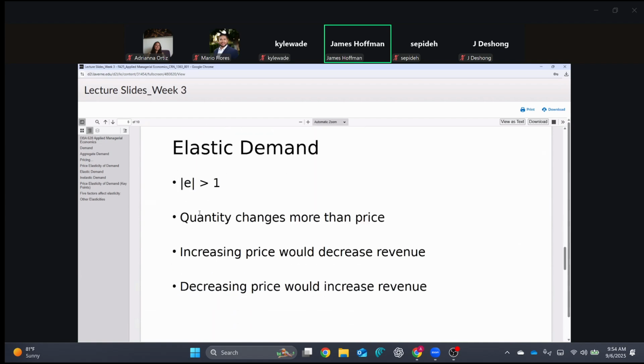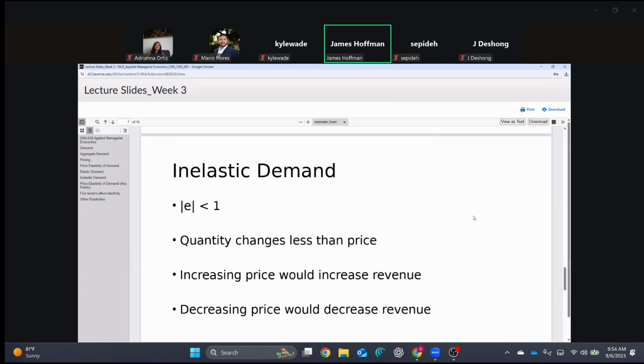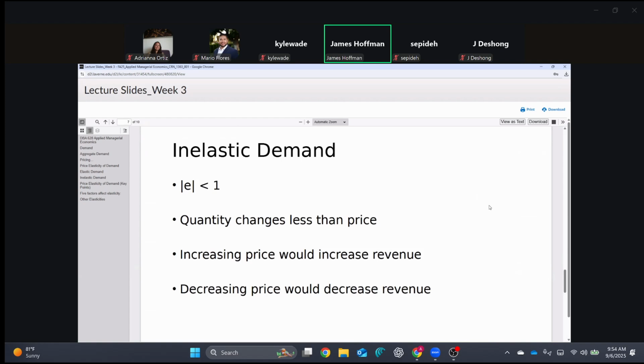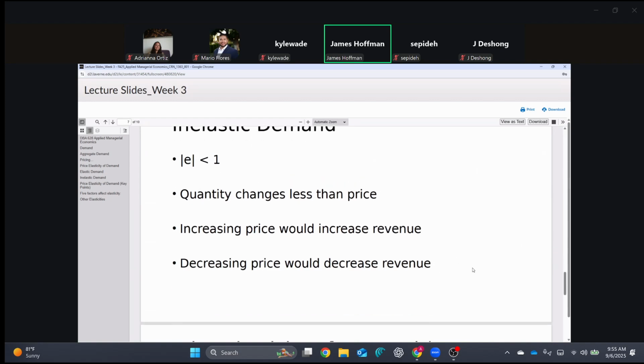All right, so we learned elastic. Now let's do a little example with inelastic. Inelastic demand, we know that the 20% change in quantity is smaller than the percent change in price. Quantity change is less than price change, and that increase in price would increase revenue, the opposite of the previous case, because the consumers don't leave as much, and then a decrease in price would decrease revenue. So it's essentially the opposite of what we just did, but the concept to evaluate it will be the same.